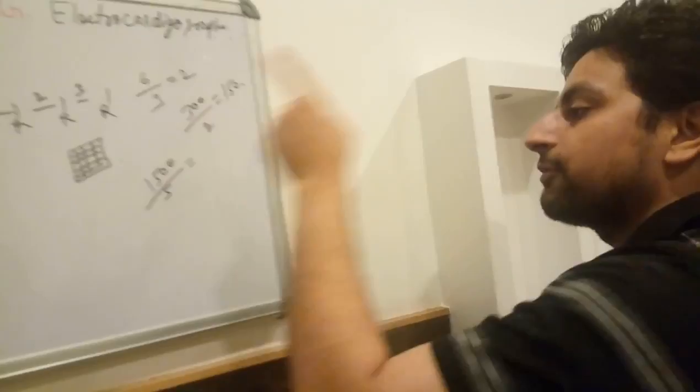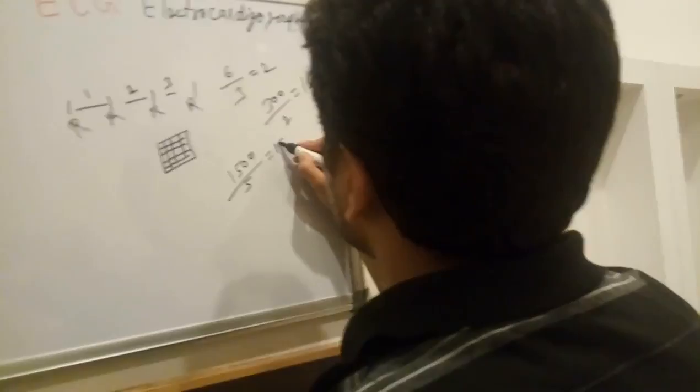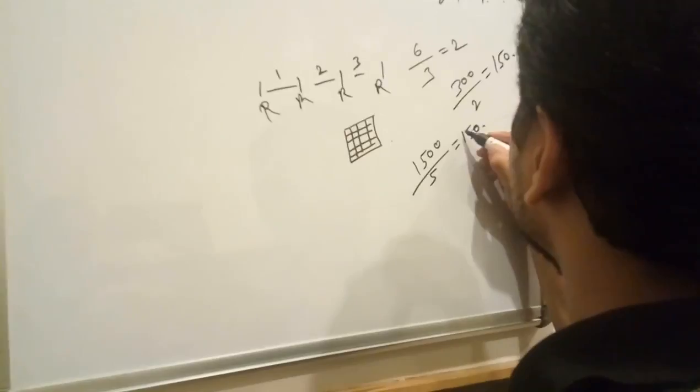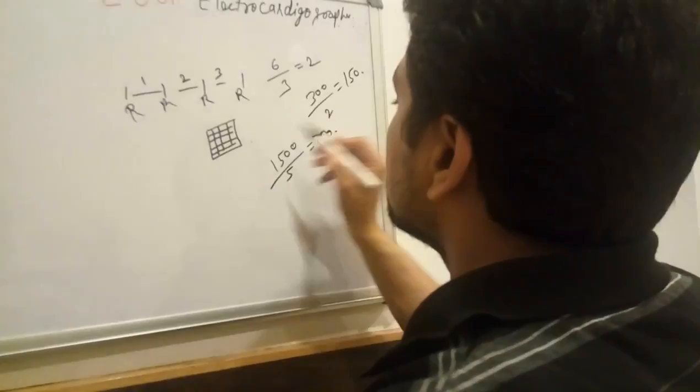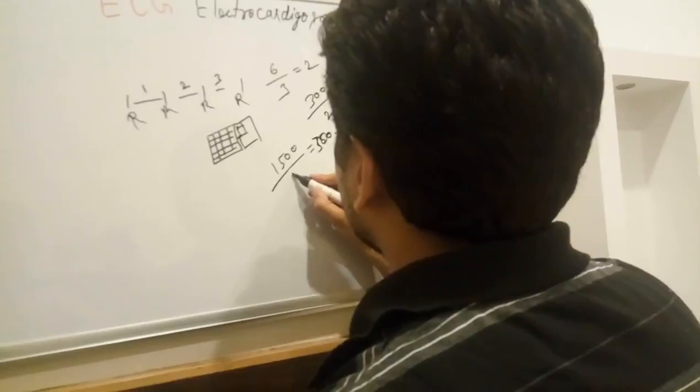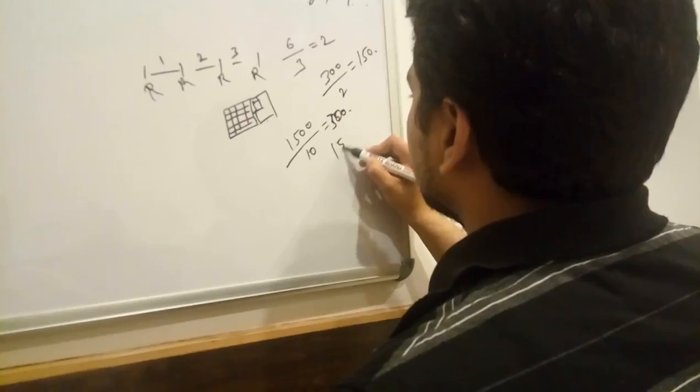So here if only one small box, the answer is 1500 divided by 5, which gives 300. My mathematics is sometimes poor, but not so much. If there are 2 boxes and we calculate with the smaller ones, the number is 10, so we divide 1500 by 10, which is 150.